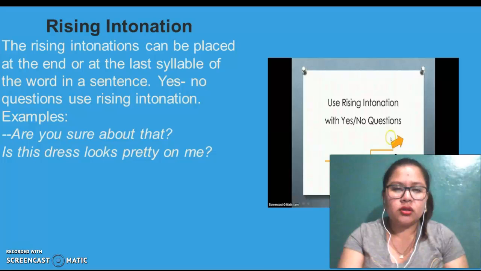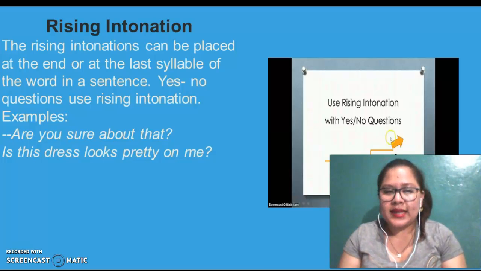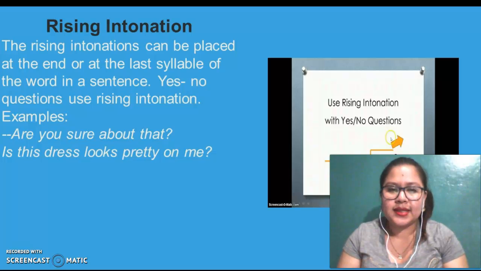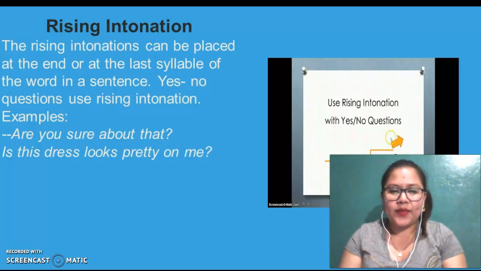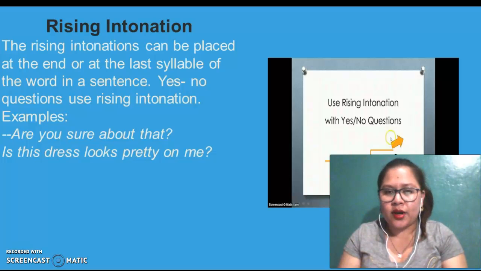Rising intonation. The rising intonation can be placed at the end or at the last syllable of the last word in a sentence. Yes/no questions use rising intonation. For example, are you sure about that? Does this dress look pretty on me?